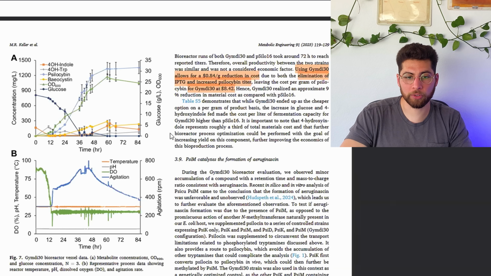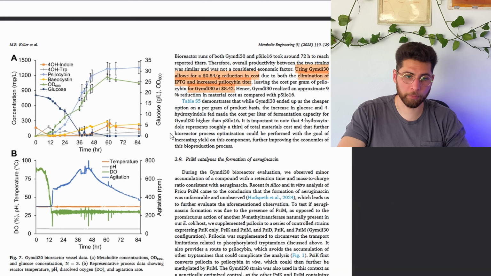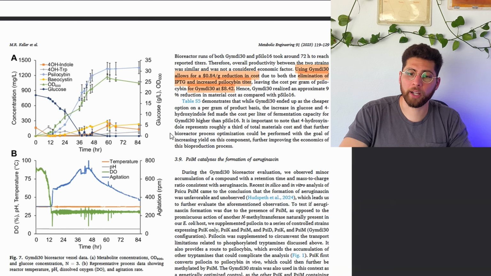And same with the glucose here. The glucose is consumed pretty quickly, and then they add some glucose to keep the culture going. Oh, right, because glucose is over here. I was like, 800 milligrams per liter of glucose is not very much. They're starting with about 20 grams per liter of glucose, which honestly still is kind of low. But then they're controlling it.